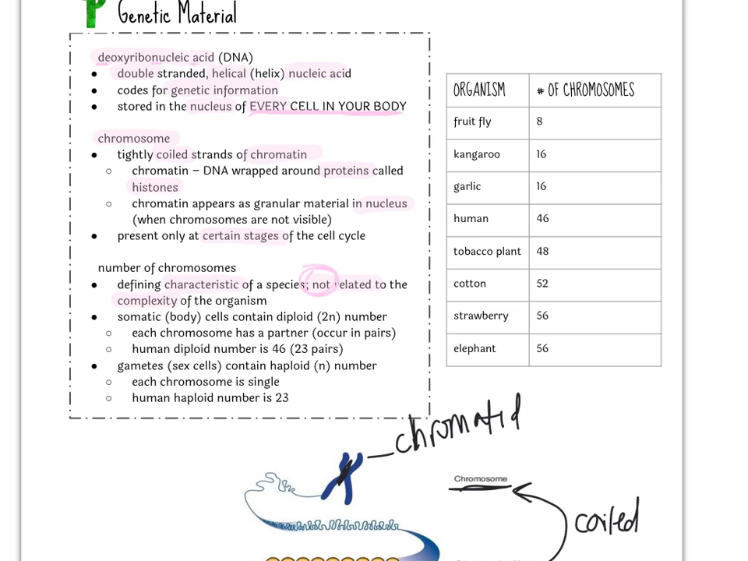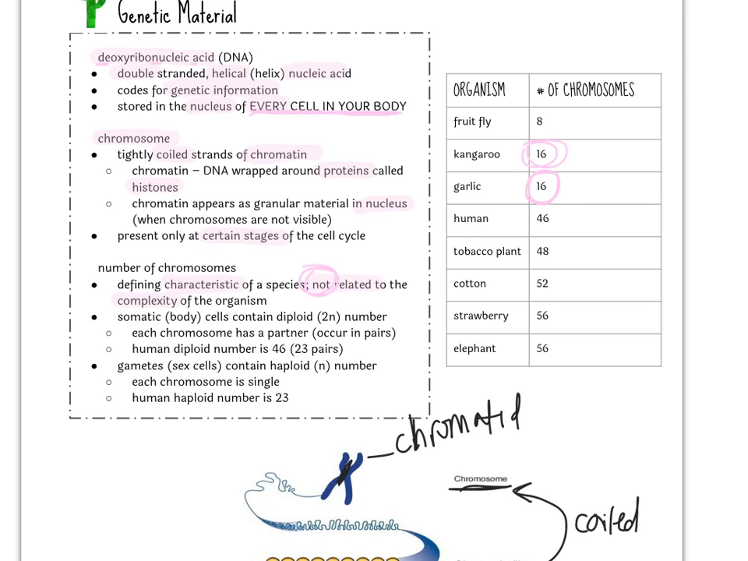And then a kangaroo, which is not a mammal, it's a marsupial, but still, you think kangaroos, they're a pretty complex organism. So those kangaroos only have 16 chromosomes. Okay? But you're like, oh, well that's still more than the fruit fly. Well, if we look at everyone's favorite, garlic also has 16 chromosomes.